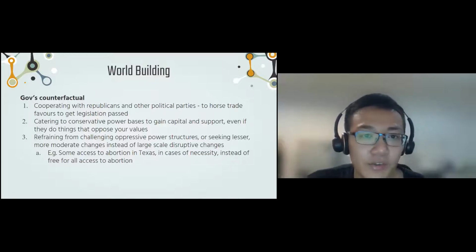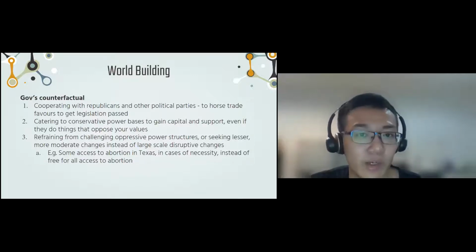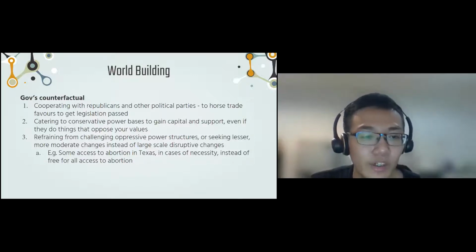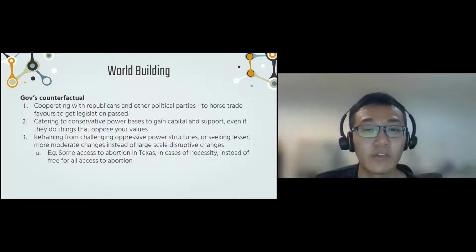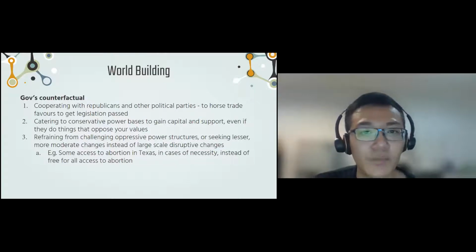The Gov's counterfactual then probably looks like cooperating with Republicans and other political parties, horse trading favors to get legislation passed. It looks like catering to conservative power bases to gain capital and support, even if they do things that oppose your values, again, because you're prioritizing political expediency. Number three, refraining from challenging oppressive power structures or seeking lesser, more moderate changes instead of large-scale disruptive changes that are likely to face a degree of backlash from the conservative factions of society.